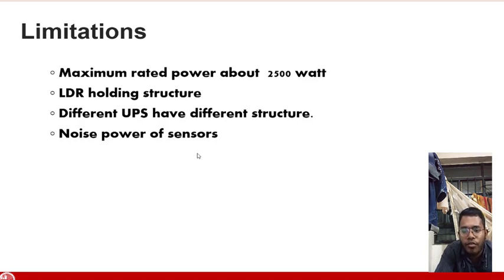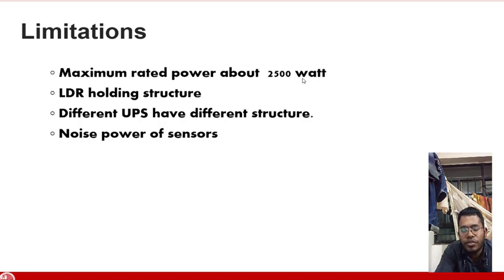Limitations of our project. Since the sensors are of low quality, a maximum rated power of about 2500 watts can be handled, otherwise the device will be at risk.